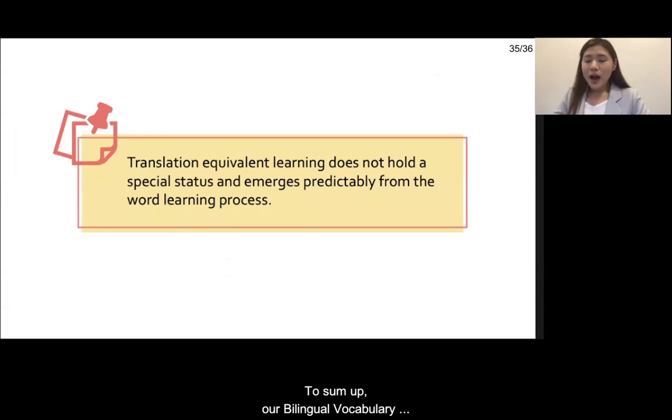To sum up, our bilingual vocabulary model proposed that translation equivalents do not hold special status in early bilingual vocabulary development, but they are actually learned through child-specific word learning experience.